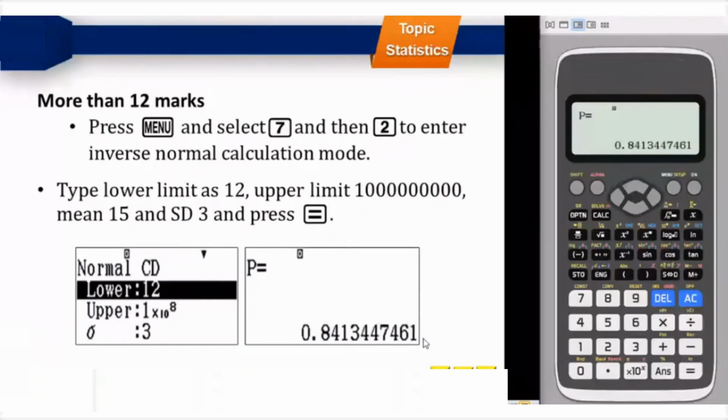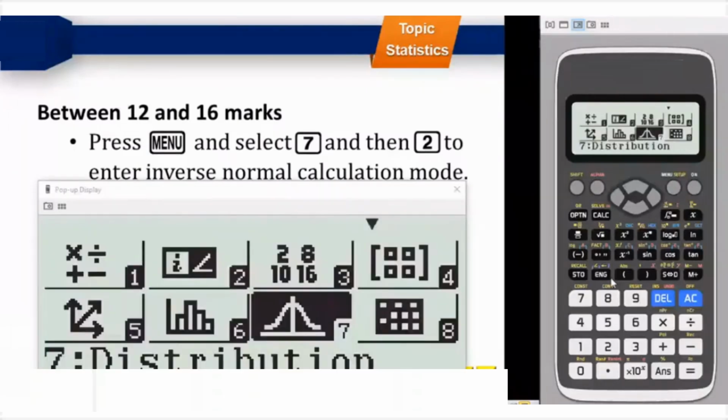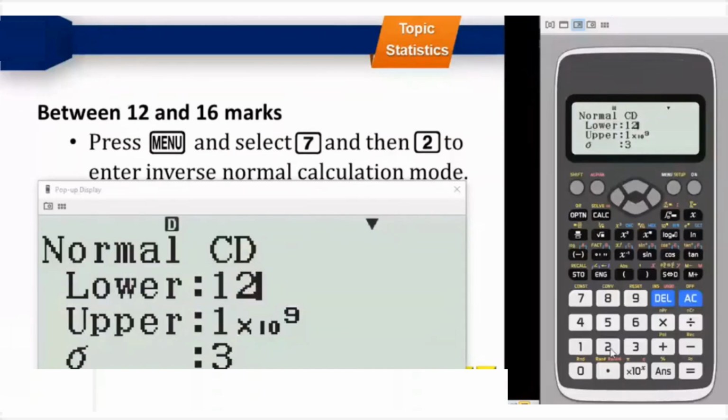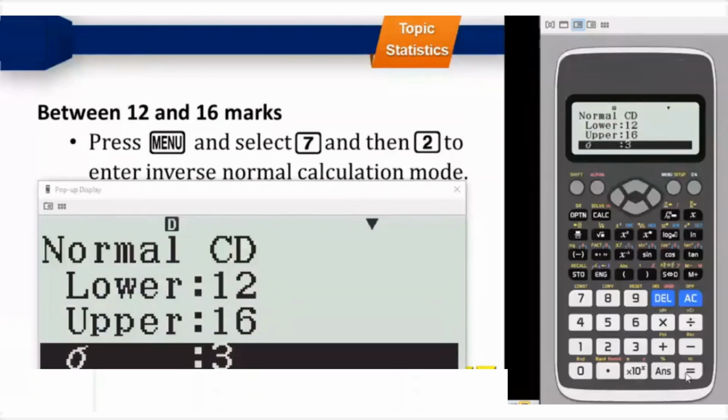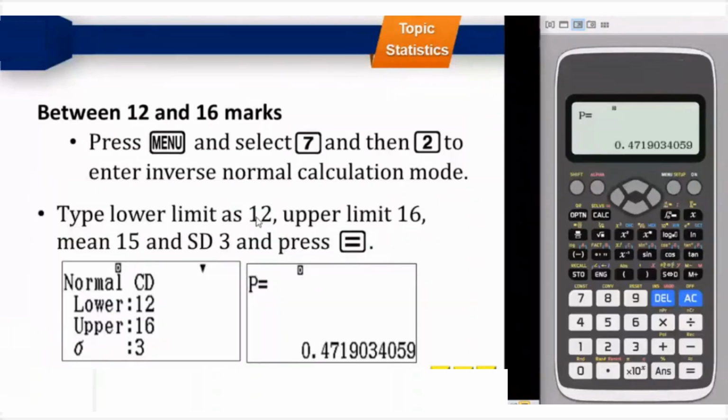The next part is between 12 and 16 marks. Now, since I need to find between 12 and 16 marks, I will press menu 7. I will select 2. The lower value is 12. The upper value is 16 because I need between 12 and 16. My standard deviation is 3 and my mean is 15. So 0.471903059 is the answer. I hope this is clear. I hope everyone understood the concept.